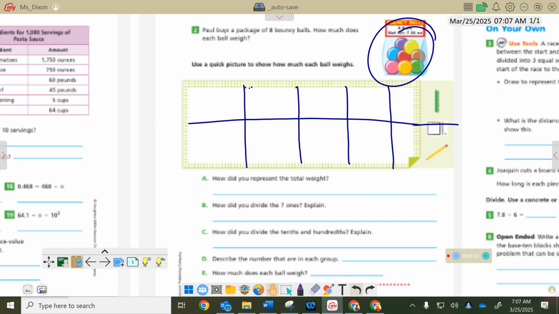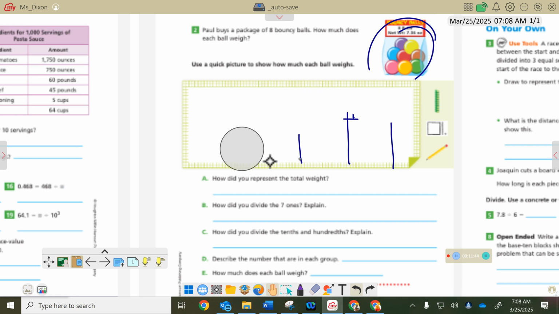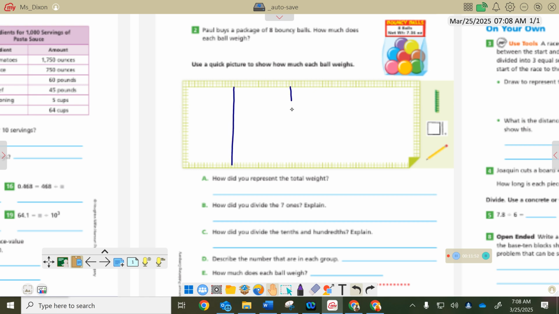Okay? 1, 2, 3, 4, 5. Wait, I think I did my box wrong. Hold on. Let me try again. Okay, now my box is right. Sorry, guys. I'm going to change my color.